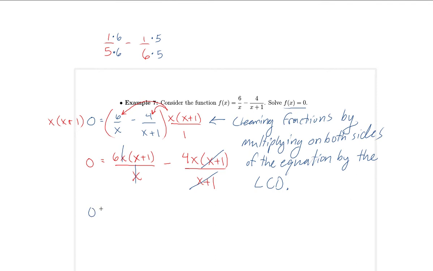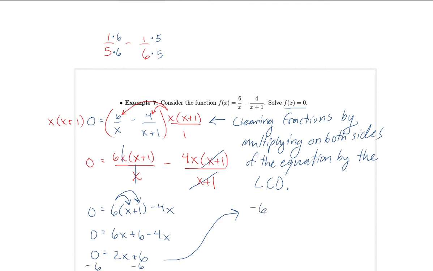So I'm left here with 0 equals 6 times x plus 1 minus 4x. All right, but I can go ahead and distribute this 6 through to both terms: 6x plus 6 minus 4x. So 0, combine my like terms gives me 2x plus 6. If I subtract 6 from both sides, we get negative 6 is 2x. And then dividing by 2 finishes the job here. So negative 3 is x.